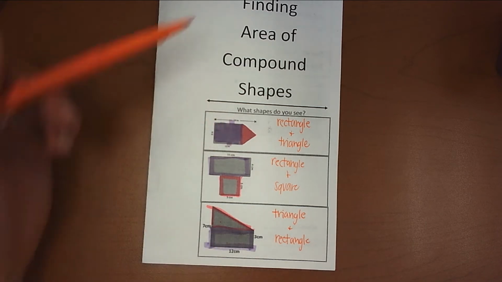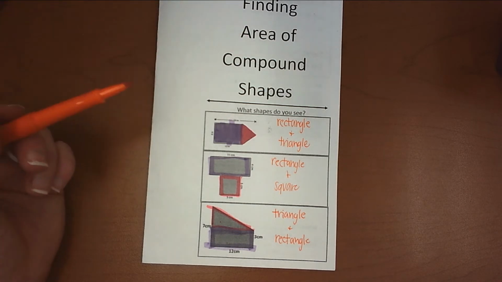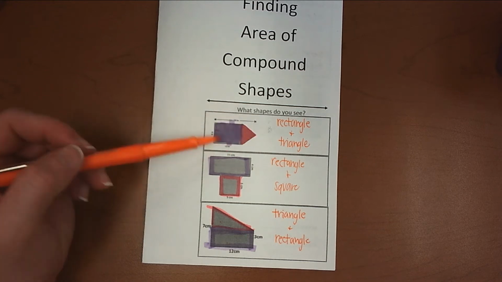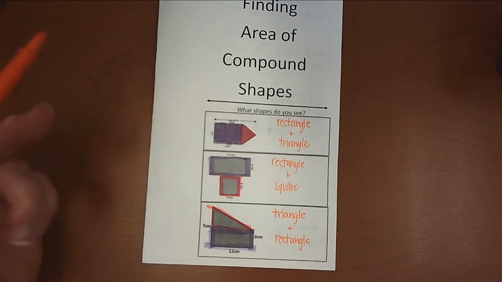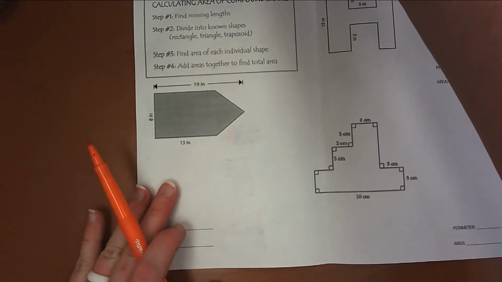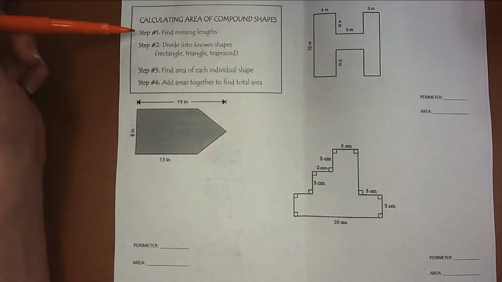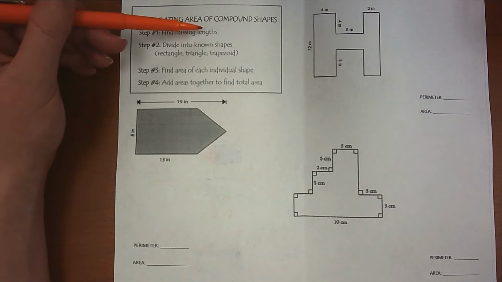On the inside, we're not only going to be finding area, we're also going to be talking about perimeter, because that's just a good review skill for us when we're looking at these compound shapes, to not only be able to find their area, but also be able to find their perimeter. And so when we open up, I do have some steps listed at the top for us. It says calculating area of compound shapes. Step number 1, find the missing lengths.